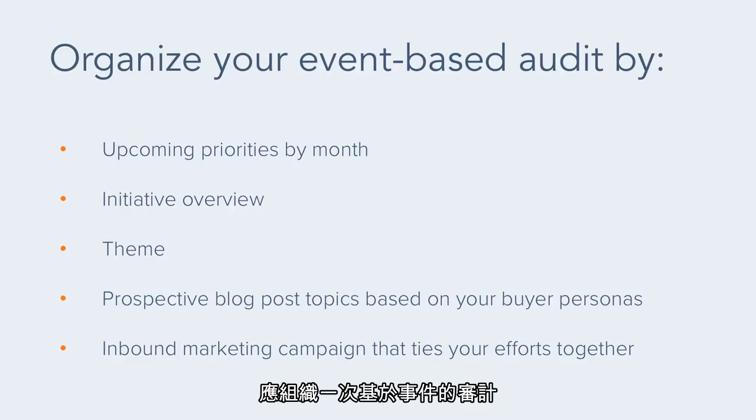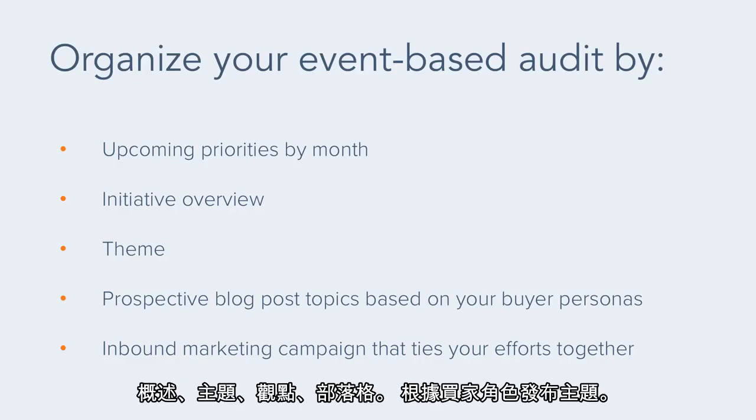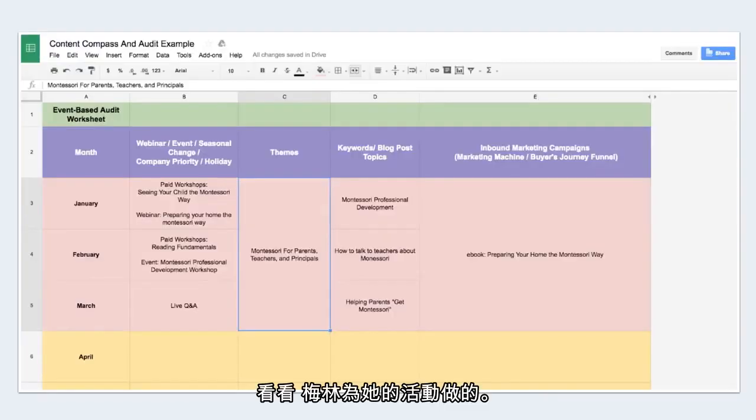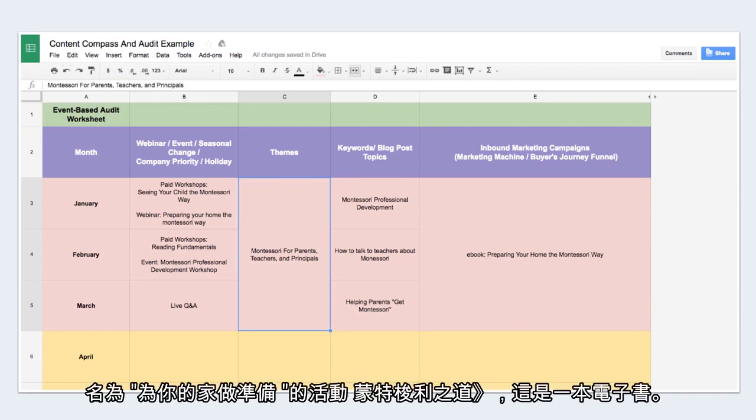An event-based audit should be organized by the following areas: upcoming priorities by month, initiative overview, theme, prospective blog post topics based on buyer personas, and an inbound marketing campaign that ties together your efforts. Take a look at what Marin did for her event-based audit. You can see that Marin has a few events and workshops that she might need content for. You can also see that the content is grouped into an overall theme for the next 3 months with associated blog topics that integrate with an inbound marketing campaign called Preparing for Your Home the Montessori Way, which is an ebook.